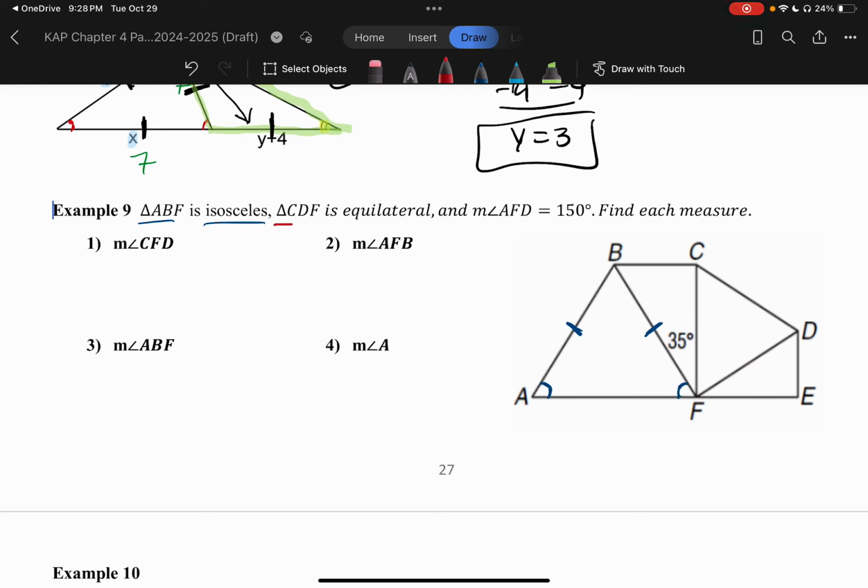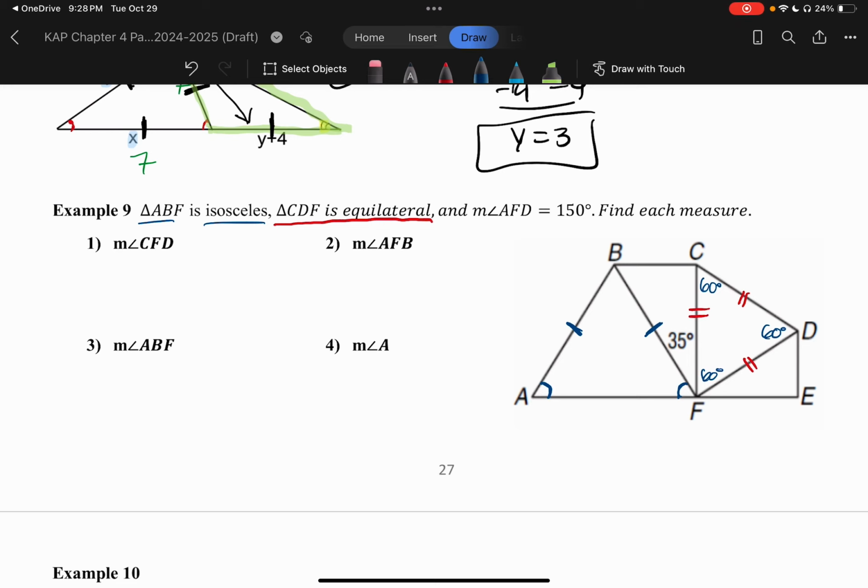Next, it says that triangle CDF is equilateral. Okay. Well, if CDF is equilateral, we know two things. We know that all three sides are congruent, and if it's equilateral, we also understand that each angle measure is going to be 60 degrees. So this is 60. This is 60. And this is 60, okay? You want to fill out as much information as you possibly can.